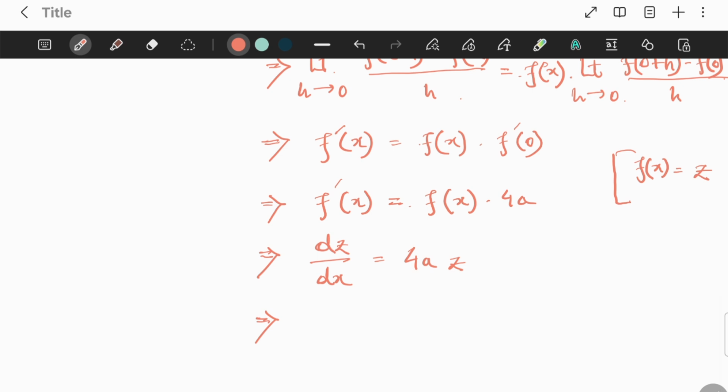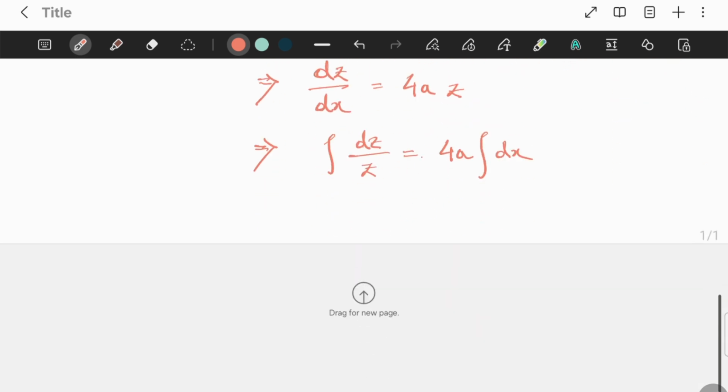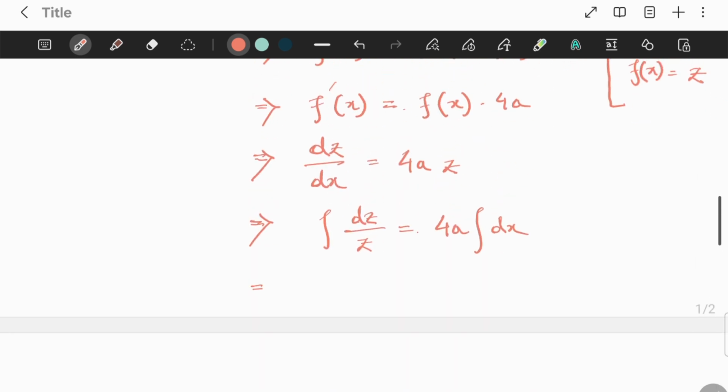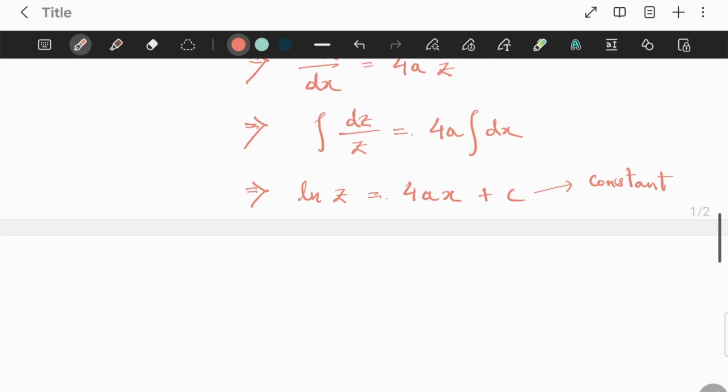If you integrate both sides, you will get dz by z equals 4a integration dx, which will give you ln z equals 4ax plus c, where c is an integration constant, right?